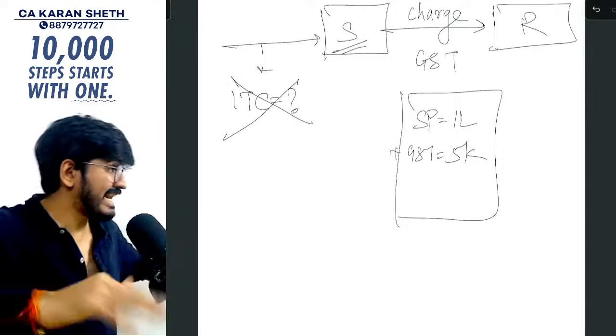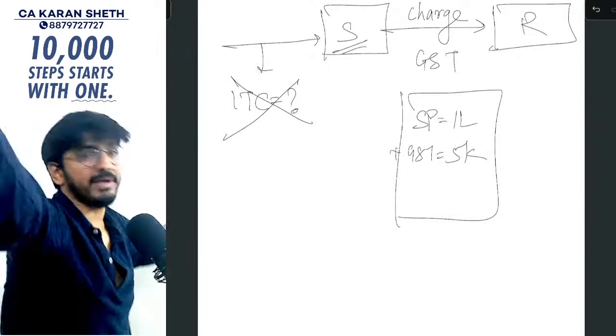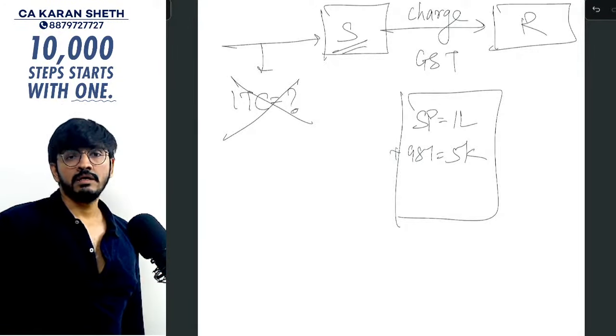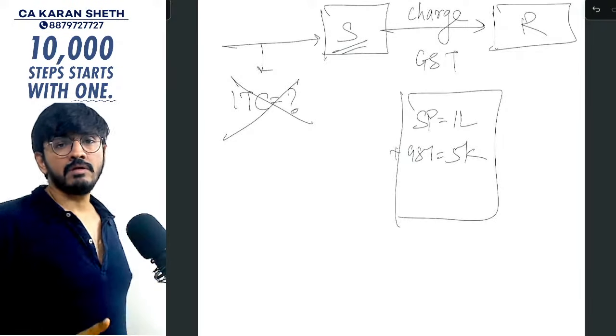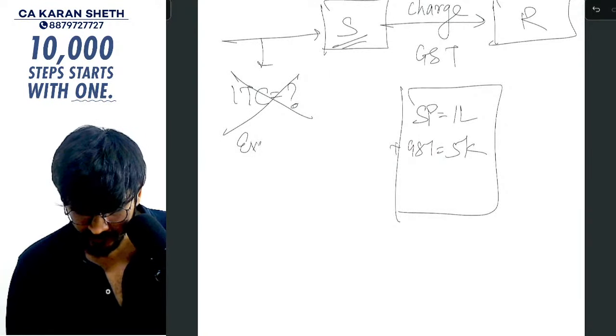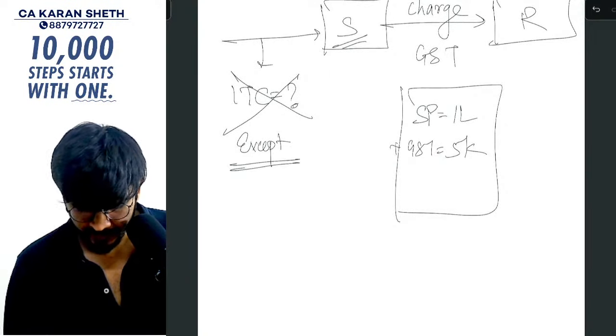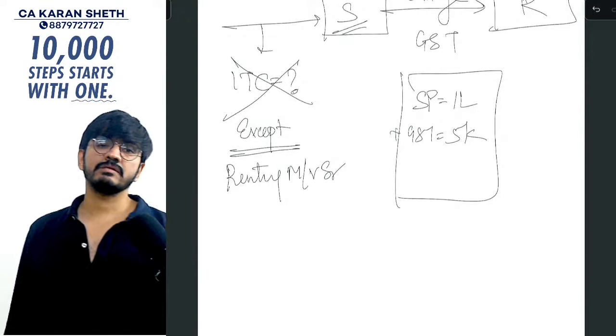Collect tax, pay tax. Collect pay. He will not keep any amount with himself because there is no ITC allowed, except for one: when he is himself taking renting of motor vehicle service.